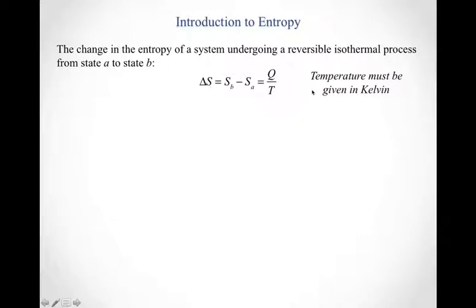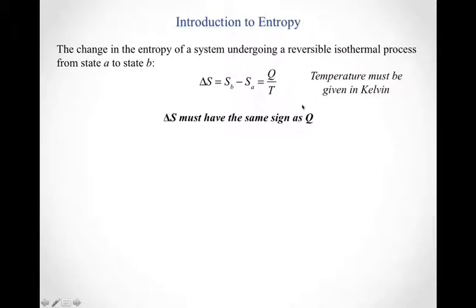Part of why this matters is that Kelvin is an absolute temperature scale, which means there are no negative temperatures in the Kelvin scale. 0 Kelvin, absolute zero, is as low as you can go, and all temperatures above absolute zero are positively valued. So T always has to be positive in Kelvin, which tells me that Q and delta S have to have the same sign. So the entropy change of my system going along some process from state A to state B has to have the same sign as the energy exchanged as heat in going from state A to state B.